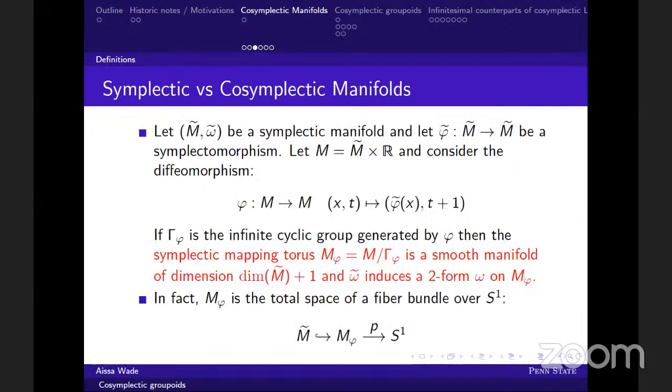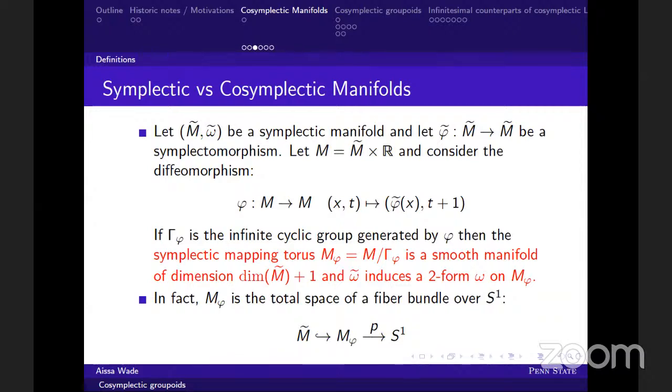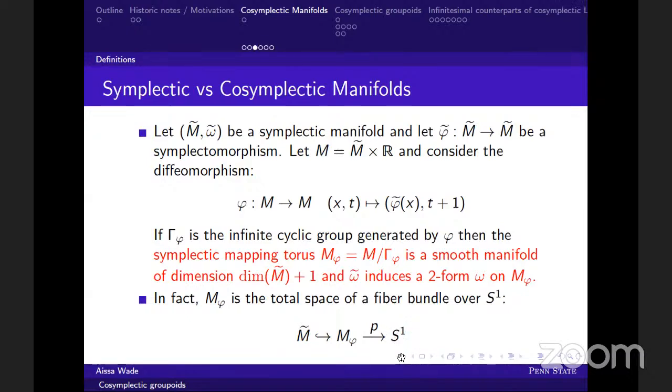Sorry, by a sphere you mean a circle, right? Say again. By a sphere, you said a bundle over a sphere, but here it is a sphere of dimension 1, so a circle. Yes, the circle, exactly. Thank you.